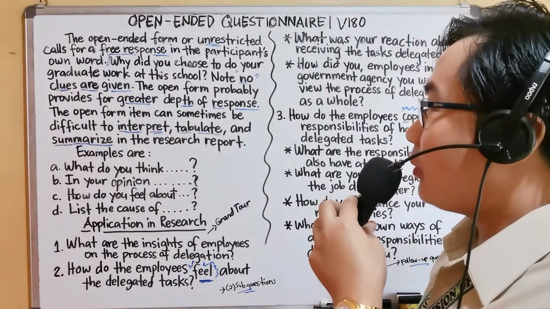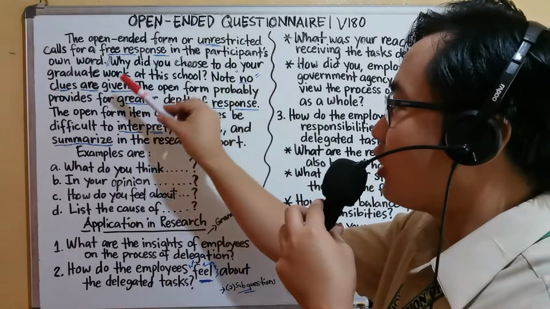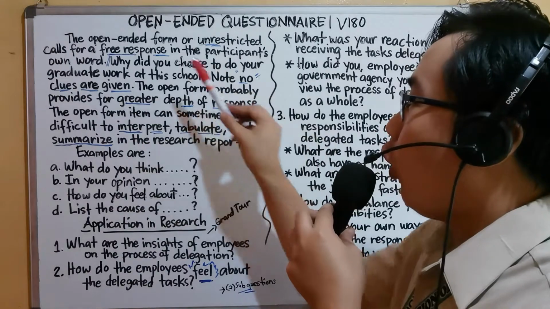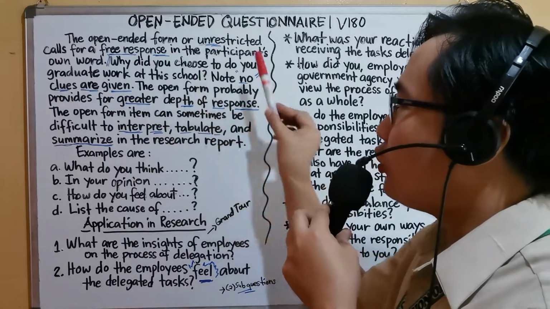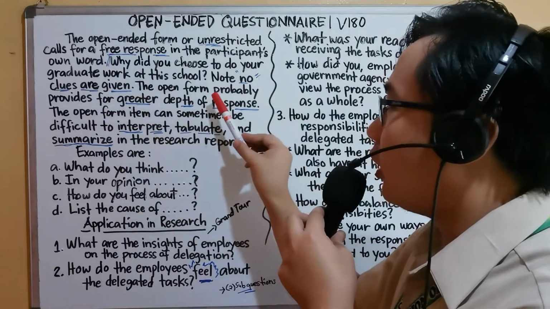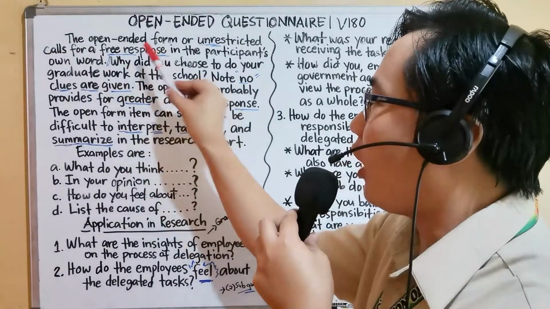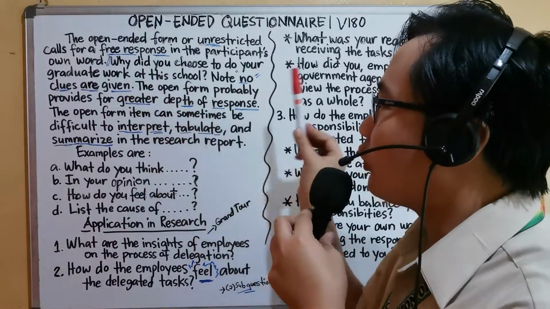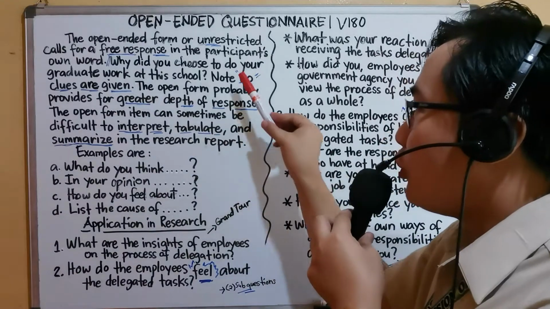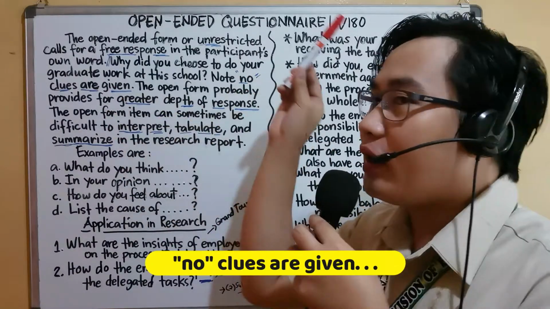So dito sa whiteboard, makikita ninyo, meron tayong situation na isinite. Okay, as an example, why did you choose to do your graduate work at the school? Okay, that's a question mark. It started with why. Why did you choose to do your graduate work at the school? Note, no clues are given.